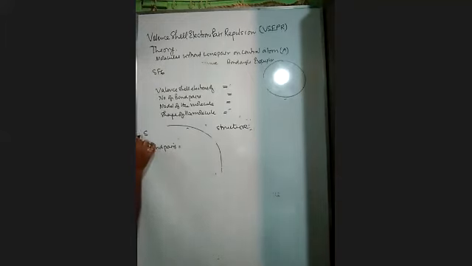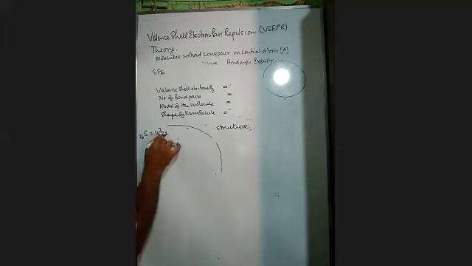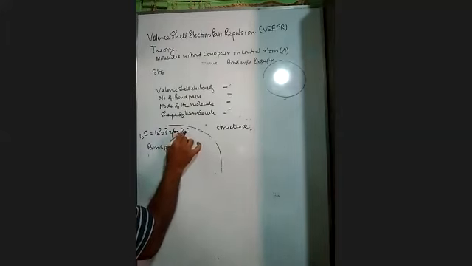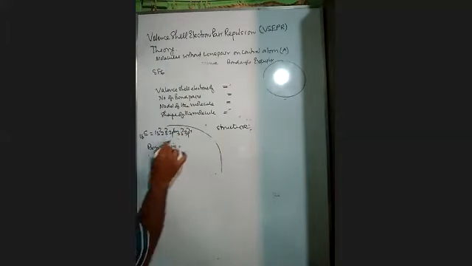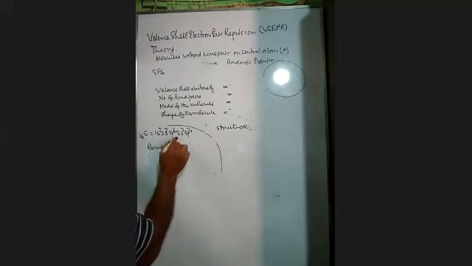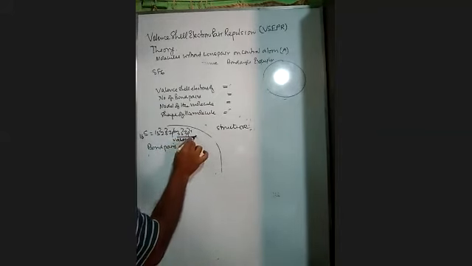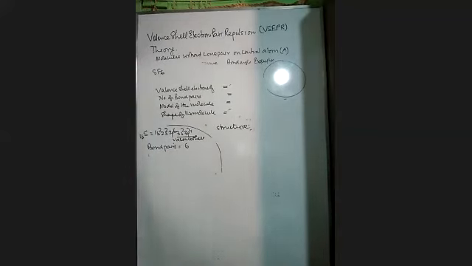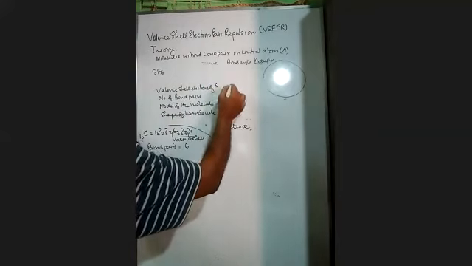SF6. Sulfur is 16. 1s2, 2s2, 2p6, then 3s2, 3p4. 2 plus 4 is the valence. How many electrons are there? 6. How many bond pairs will be? 6. So this is for sulfur.